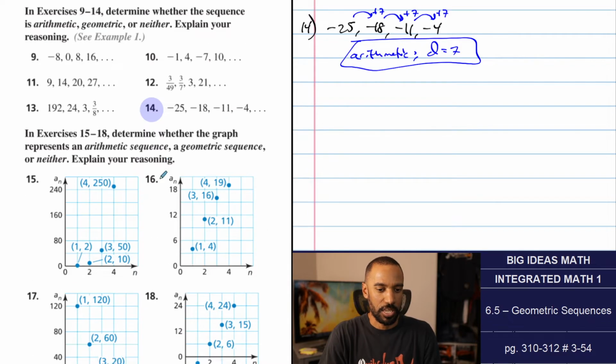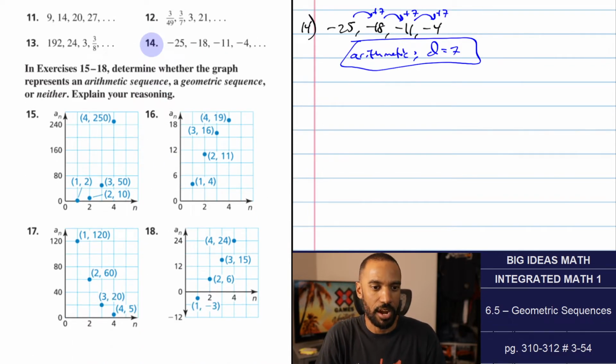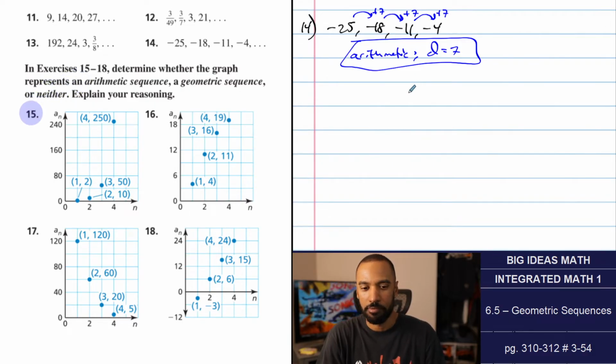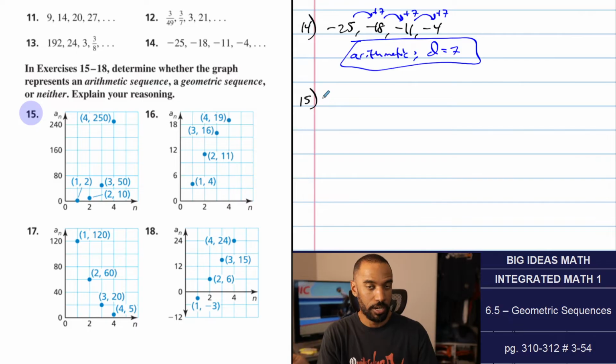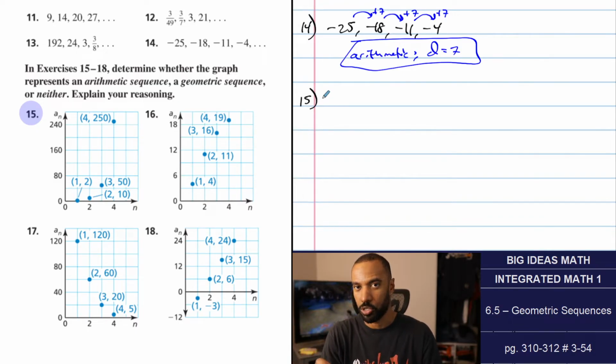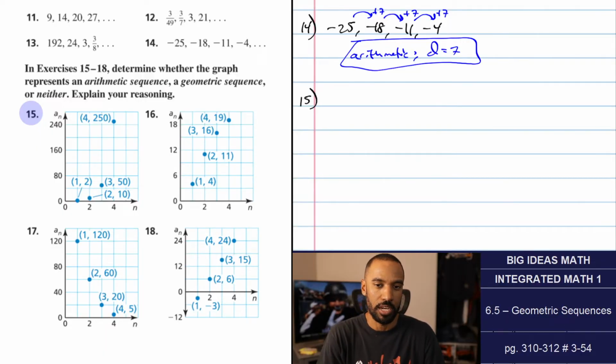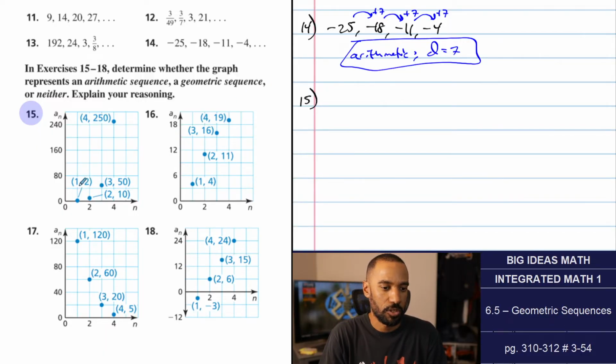Okay, let's go. Numbers 15 to 18, we will determine whether the graph represents arithmetic, geometric, or neither, and explain your reasoning. I can just look at the graphs alone and for the most part make some valid conclusions. Not necessarily. I thought these would have different patterns. Remember, arithmetic sequences should appear linear. Geometric sequences should appear exponential. Not all curves are exponential, so we do have to maybe look a little bit more at the numbers to be sure.